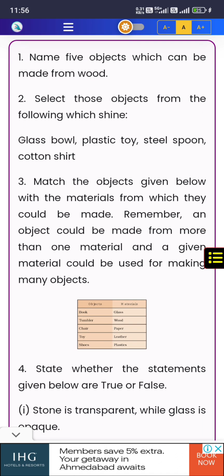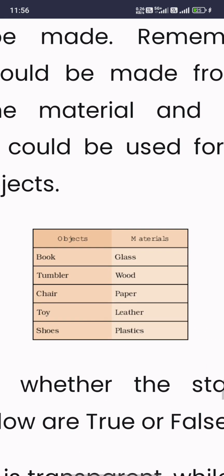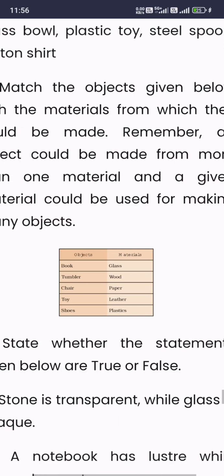Match the objects given below with the material from which they could be made. Remember, an object could be made from more than one material, and a given material could be used for making many objects. This is an activity you have conducted already in this chapter. Book is made from paper, tumbler is made from glass, chair is made from wood, toy is made from plastic, shoes are made of leather.